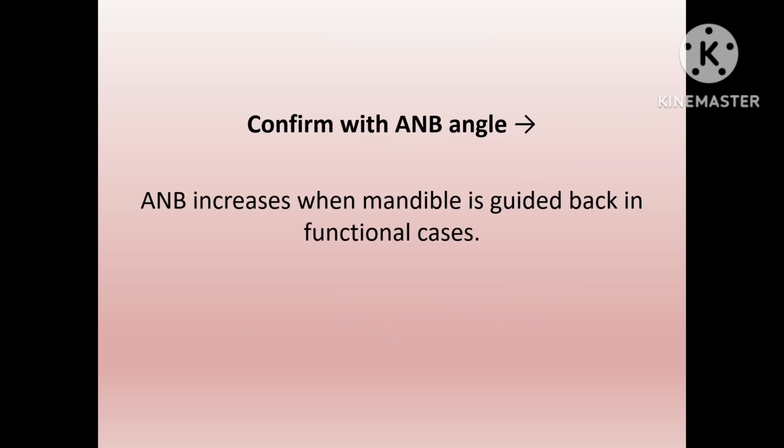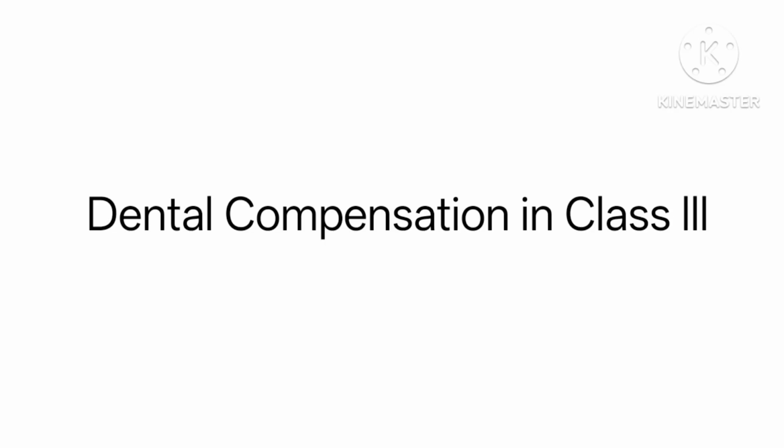Another clue is the A and B angle. In the functional cases, A and B values increase when the mandible is retruded, while in skeletal cases it stays negative. Let's understand dental compensation in class 3 malocclusion here.